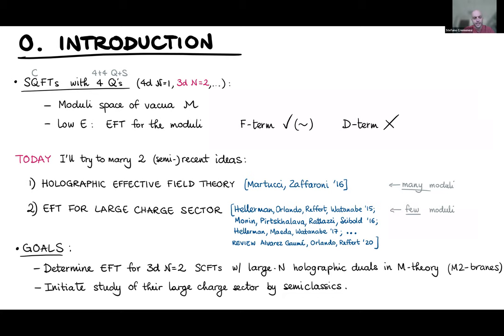So the first one is the so-called holographic effective field theory, which was developed by Martucci and Zaffaroni in a very nice paper in 2016, which Luca always says is probably one of the least cited papers that Alberto has ever written, but I think it's a very nice one. So I was happy to give them a citation. And so the idea there is to study supersymmetric field theories, in their case 4-dimensional N=1 superconformal field theories with a holographic dual, and use holography to try and understand this effective field theory for the light fields in a systematic way.